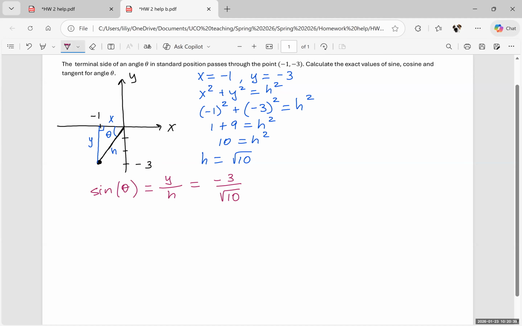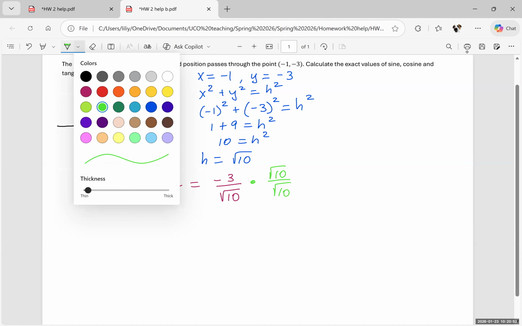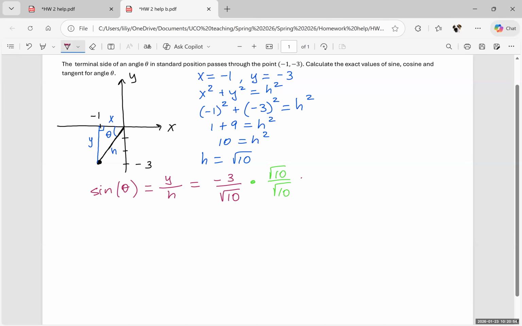Now we cannot leave that as our final answer. We do have to rationalize the denominator. You do that by multiplying top and bottom by the square root of 10 over the square root of 10, or whatever your denominator was. On the top, in the numerator, we have -3 times the square root of 10. On the bottom, in the denominator, the square root of 10 times itself loses the square root and just becomes 10. And this would be your final answer.